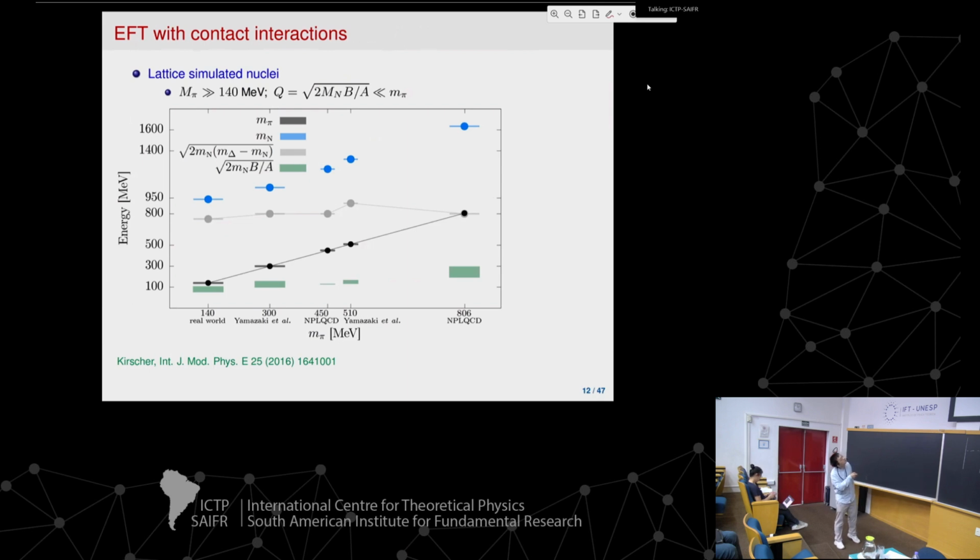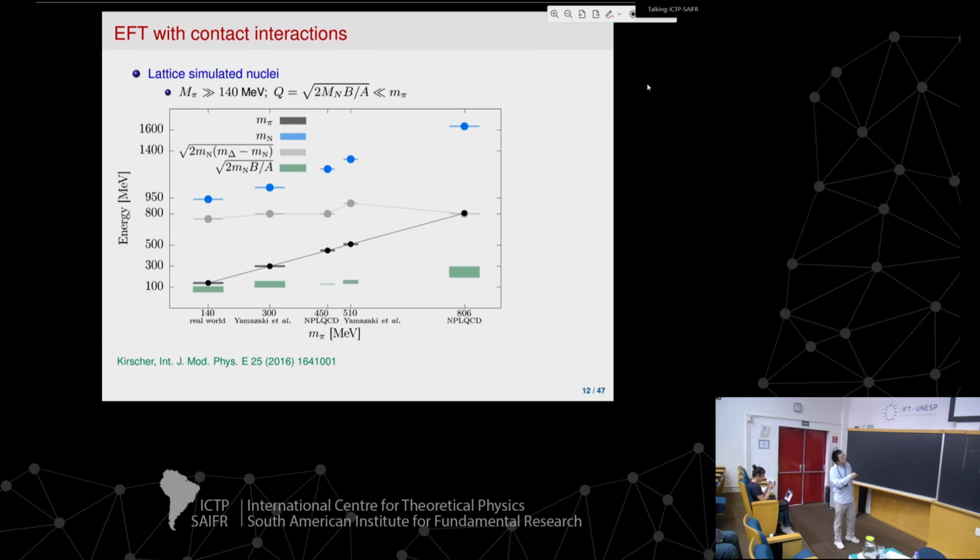Let's see which one is the pion. Oh, yeah. Yes, this is the pion mass, right? But this is the pion mass in the systems. But if you look at the binding per nucleon in these systems, it stays almost constant, and when converted to momentum scales, it stays almost at this 100 MeV level. So basically, it's insensitive to the lattice spacings.